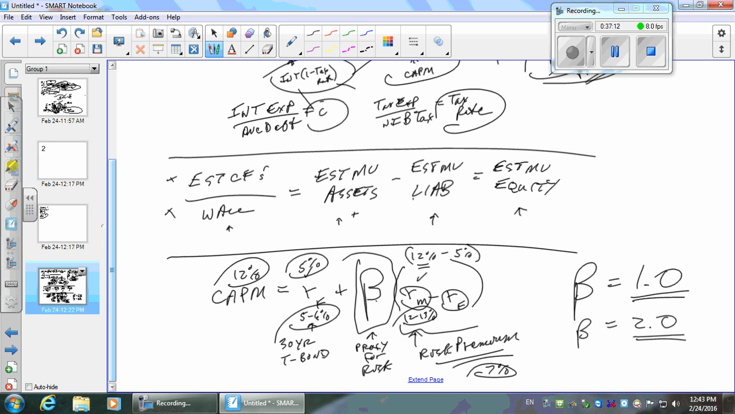Oh, yeah, sure. Well, first let's do the math on this. This would give us 12%. Does everybody see that? 5% risk-free plus a beta of 1 times 7% risk premium is going to be 7, so it's 12, isn't it?